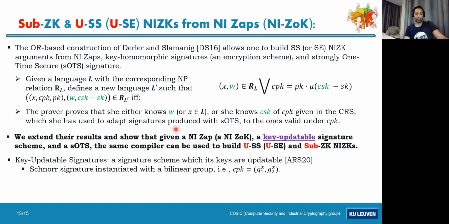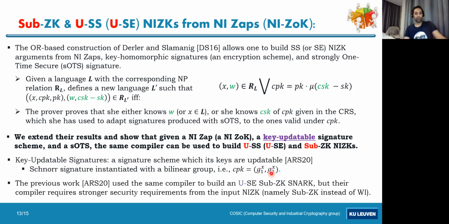Maybe I should recall that updatable signatures are just signatures whose keys are updatable, and they are defined in this work. And you can look at, let's say, assume that actually this is shown in this work, that Schnorr instantiated in the bilinear groups has a public key of G1 power X and G2 power X, where G1 and G2 are the generators of two groups.